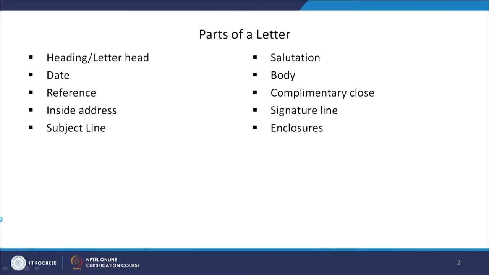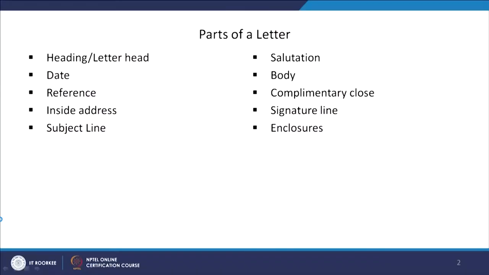Now, what is a heading? This heading comes in the top center of the letter, which is already printed. It denotes the name of the organization and the address, along with the phone numbers, fax numbers, email IDs or website details. But in organizations where you do not have this, you have to ensure that you write it yourself, because when you write a letter, the receiver would like to know from where the letter has come. So, the first thing that we want to find out is the heading or the letterhead.